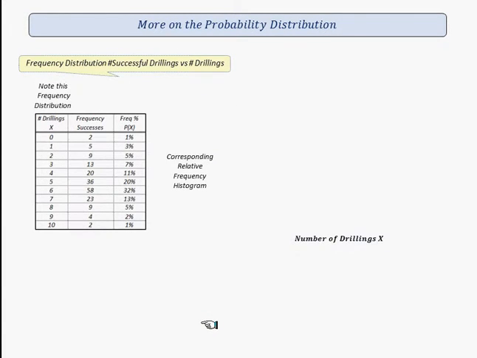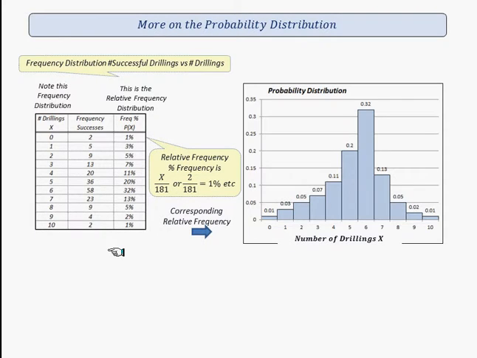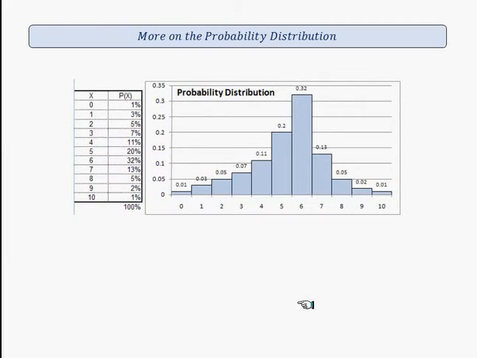And here is the frequency, number of successful drillings, maybe at a well site over a region. And we have the relative frequency distribution, and this is the probability distribution. We can say that the peak here is around 6, so you could say somewhat on average you'd have to do 6 drillings to be assured somewhat of success. The probability of less than or equal to 6 drillings is the sum of these probabilities, which is 79%.